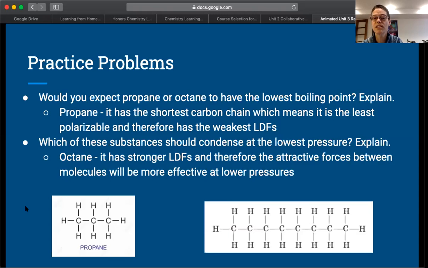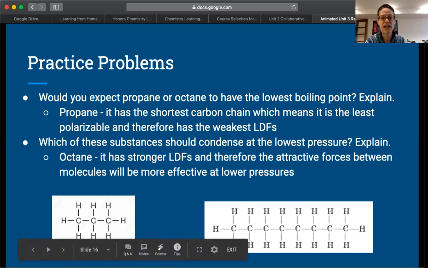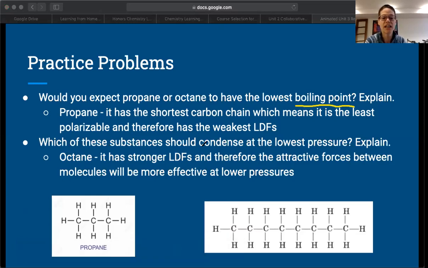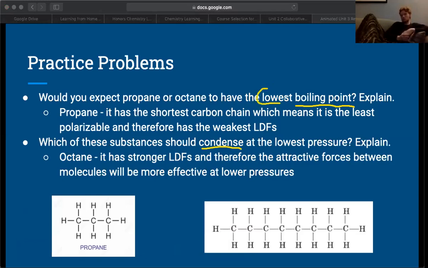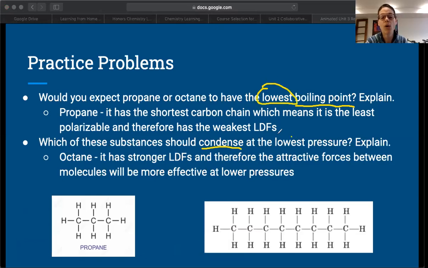Okay. So see what I mean about having to break apart what it is that they're actually asking, like, what is the thing they're talking about, right? So boiling point, what does that mean? Condense, what does that mean? And then say, okay, so if they want the lowest, what does that mean? Do I need strong or weak? So you have to break down the question just a little bit first before you go into it.